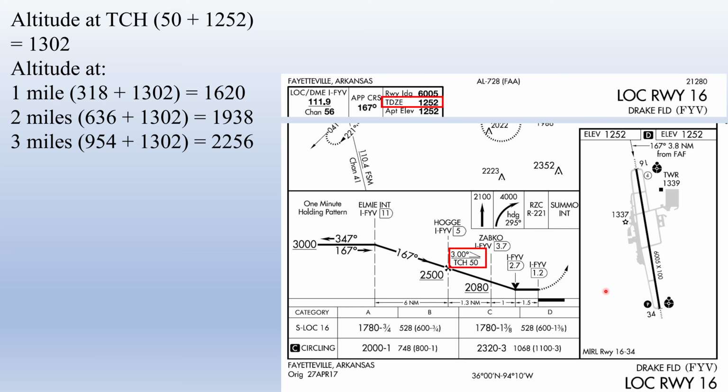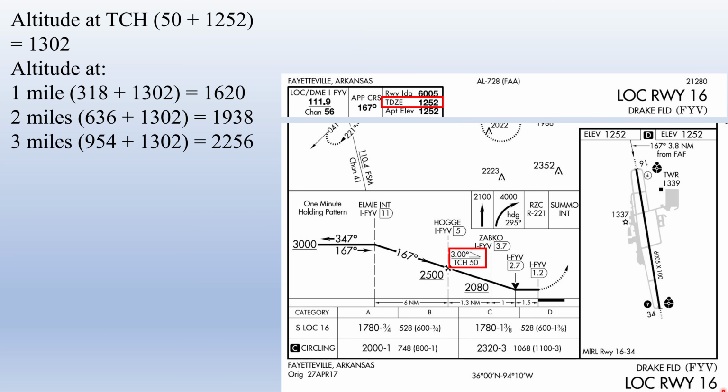And the reason for this is that the localizer transmitter is at the far end of the runway pointing this way, and it's a 6,000-foot runway, which is equal to about 1.2 DME. So when you get to this point, your DME is going to be indicating 1.2 because that's how far away it is from the transmitter.